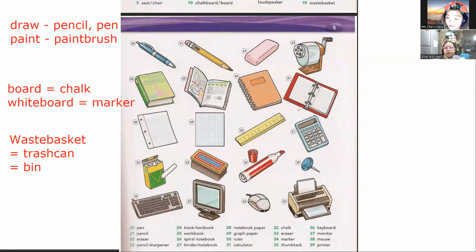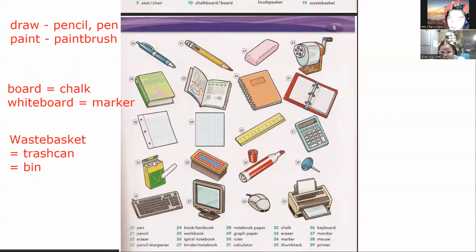All right, so number 32, chalk. All right. Number 33, eraser, but the eraser that you use for the whiteboard or on the blackboard. Number 34, marker.